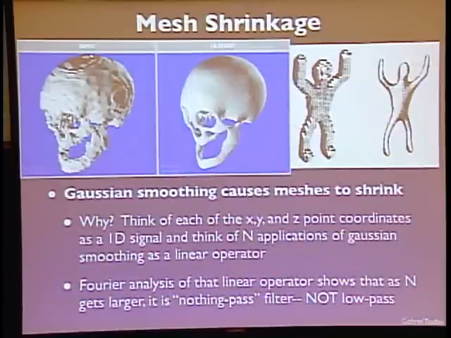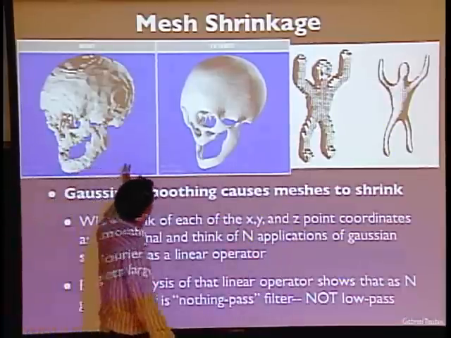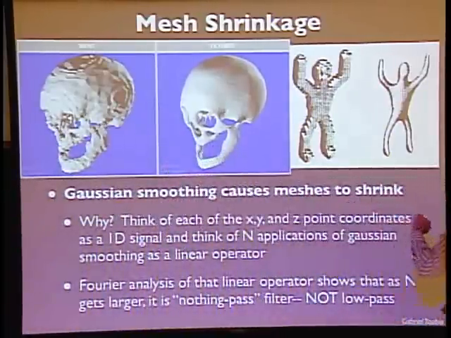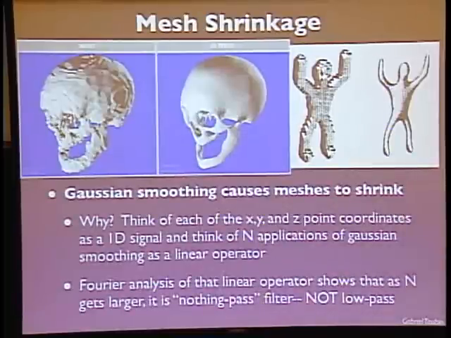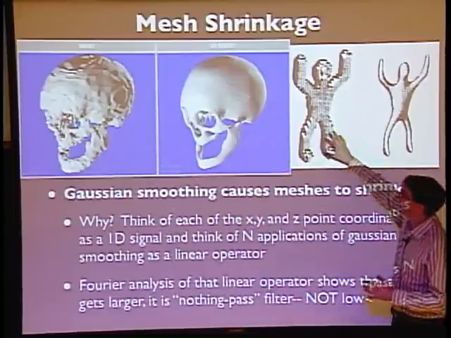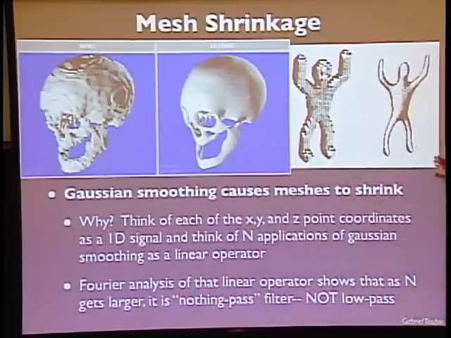Okay. Another interesting thing you will find is that not only will your surface mesh of someone's face lose the nose and the mouth and the eyes, but it will also shrink down into nothing. If you look very carefully at this very rough surface of a skull, and you compare it to a Gaussian smooth one, the one on the right is actually a little bit smaller. And here's a more obvious case where you have a big 3D surface of a person. It's more or less gone on a diet after Gaussian smoothing.